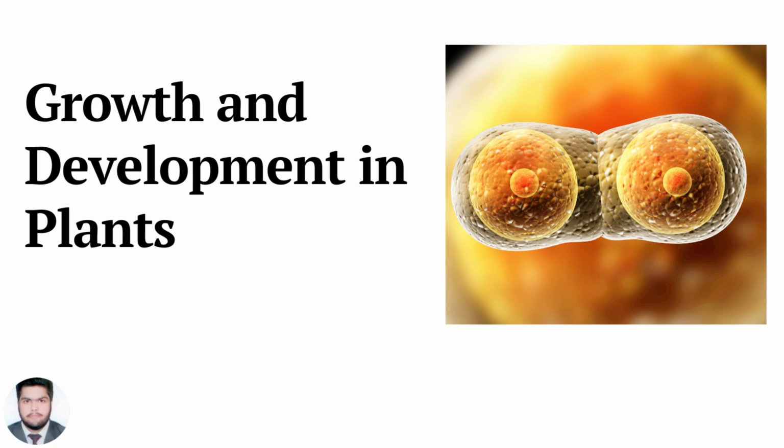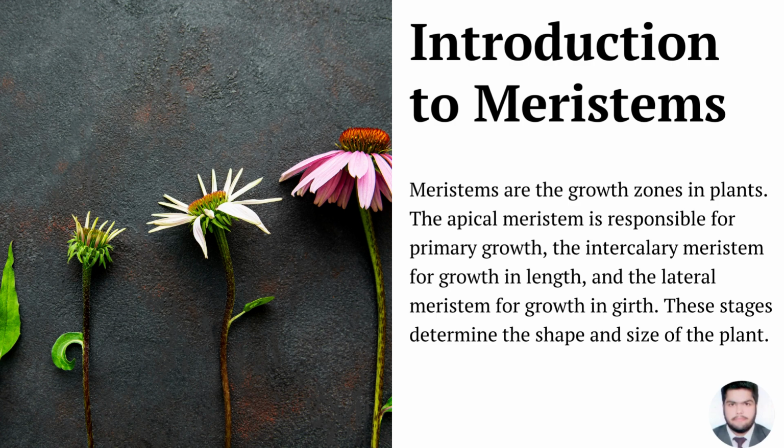Today I will discuss the topic growth and development in plants. Introduction to meristems. Meristems are the growth zones in plants. The apical meristem is responsible for primary growth, the intercalary meristem for growth in length, and the lateral meristem for growth in girth. These stages determine the shape and size of plant.